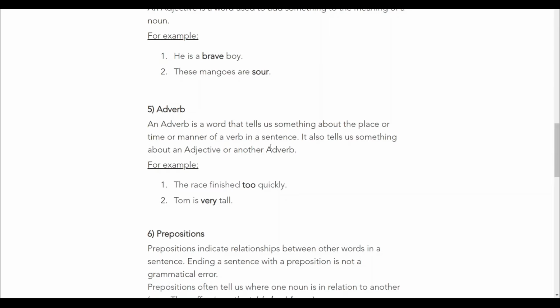Adverb. An adverb is a word that tells us something about the place, time, or manner of the verb in a sentence. It also tells us something about an adjective or another adverb. For example, the race finished too quickly. Tom is very tall.